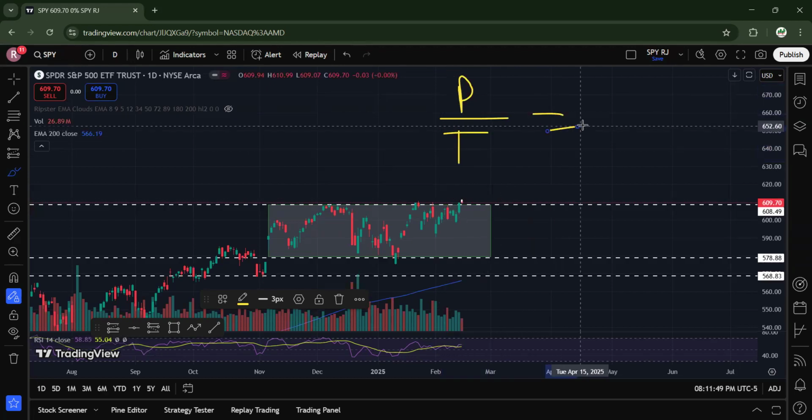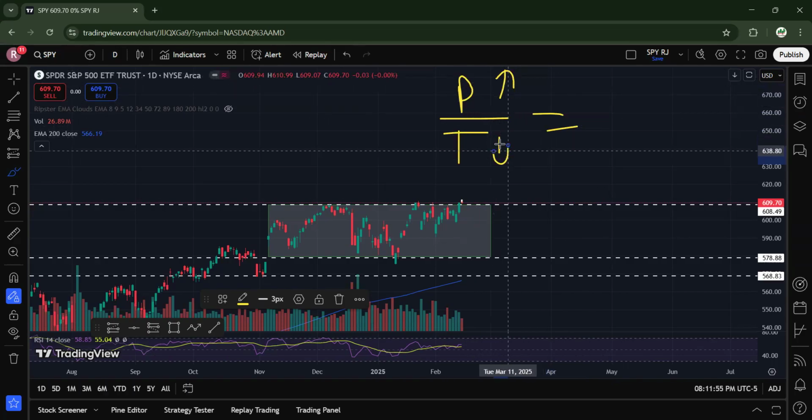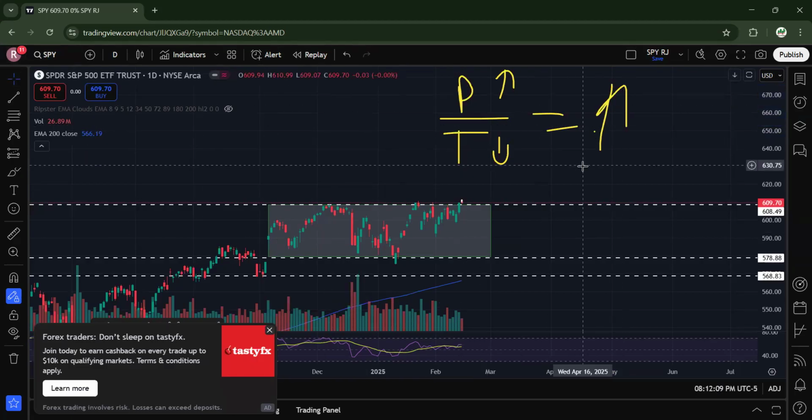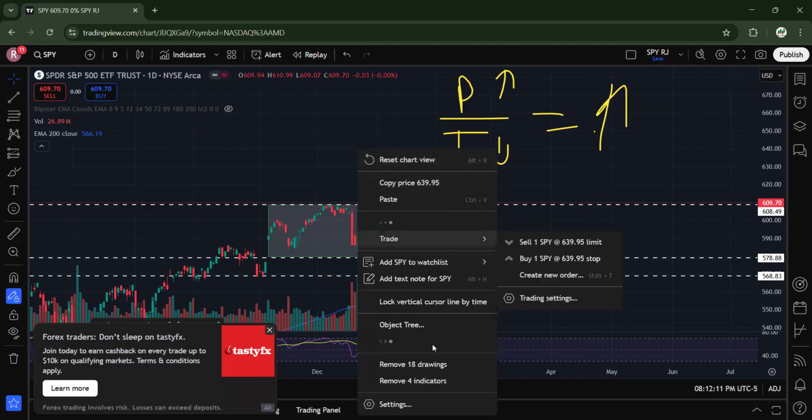my equation for trading looks like this: probability divided by time. We want this number as high as possible and this number as low as possible. We want our probability to be as high as we can get it and the time to be as low as we can get it to get this number, right? So this number would be how good is the trade. We want that to be as high as possible. Okay. So these things are going to help you do that.